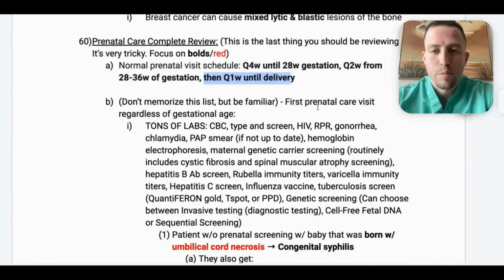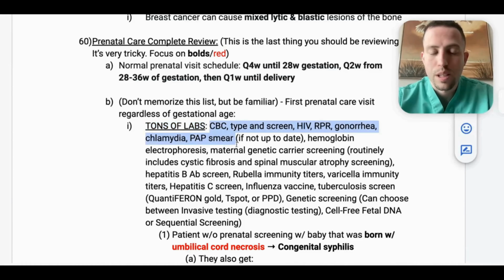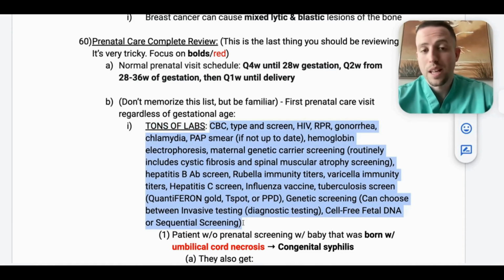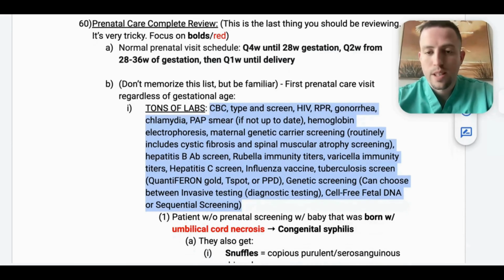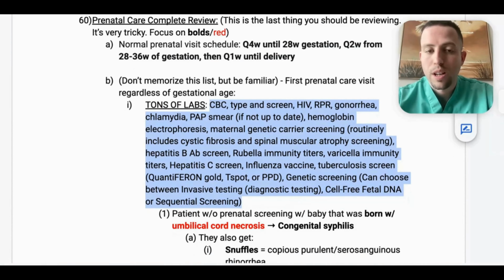At the first prenatal care visit, regardless of the gestational age, you need to know that they get a ton of labs. I'm not going to read all these to you, but here are all the labs that you get on your very first prenatal care visit. Very rarely are you going to get a question on this simply because it's such a large amalgamation of labs.